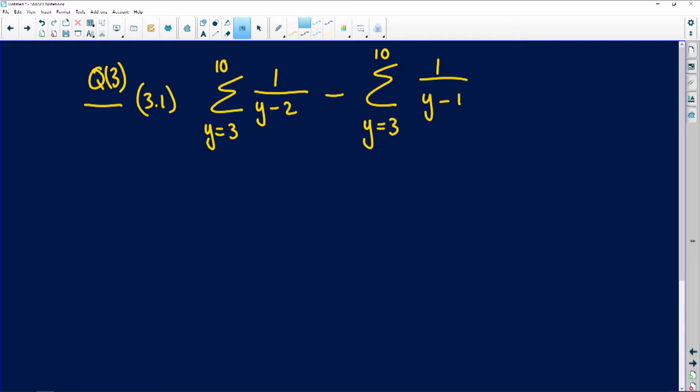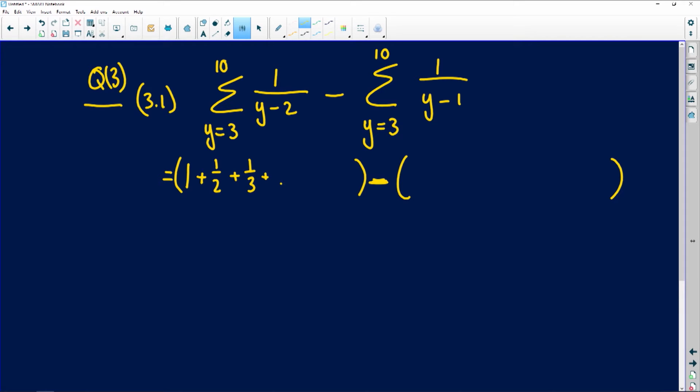Okay, so let's see. The first 3 terms, it starts at 3. So 1 over 3 minus 2 is 1. The next one will be 4. Now remember, the sigma symbol means we're adding. So we're going to add a lot of things here, and we're going to subtract the sum of a lot of other things on the other side. So put them in brackets there. If this is 4, 4 minus 2 is 2, so you have a half. Then it becomes 5. 5 minus 2 is 3, so 1 over 3.